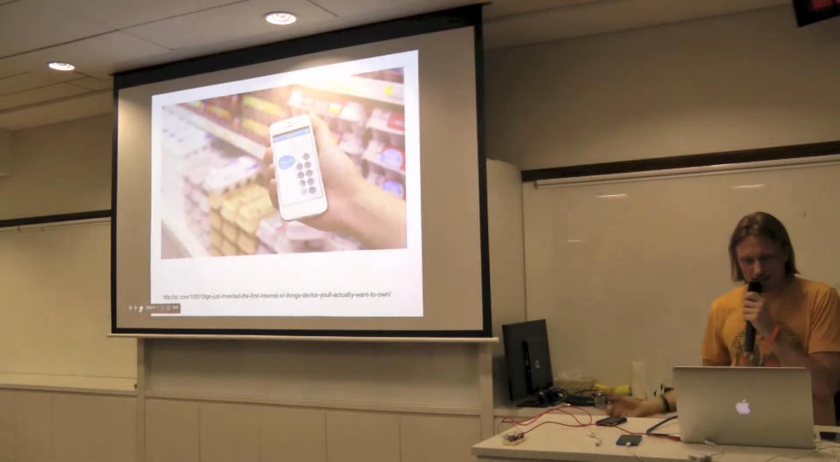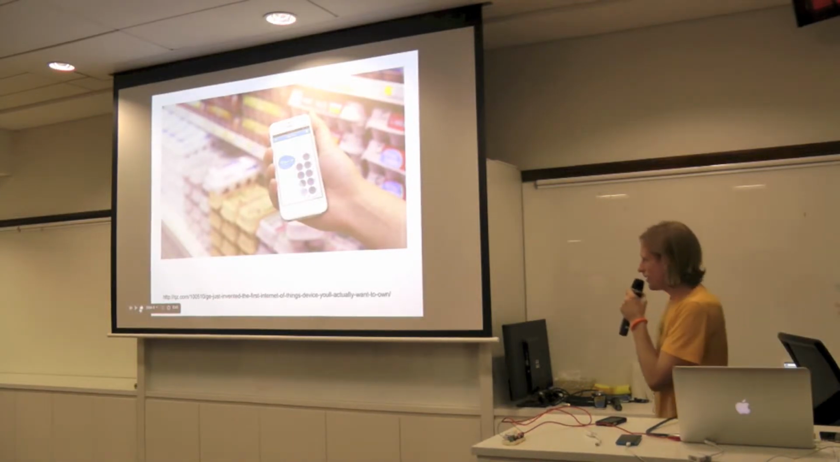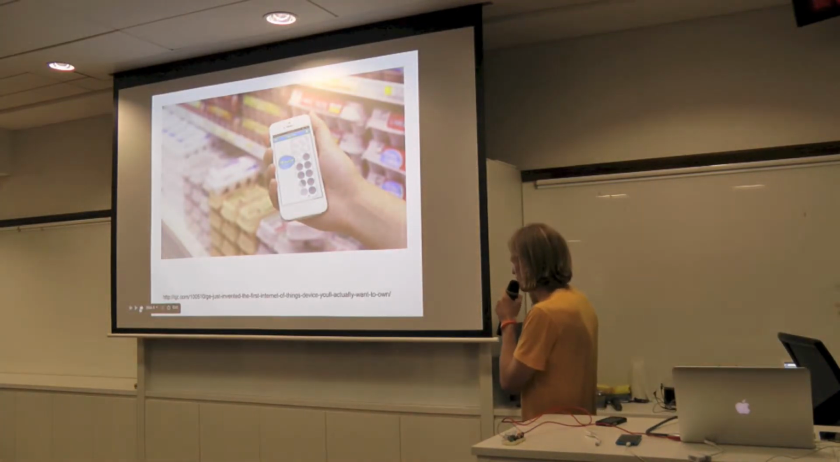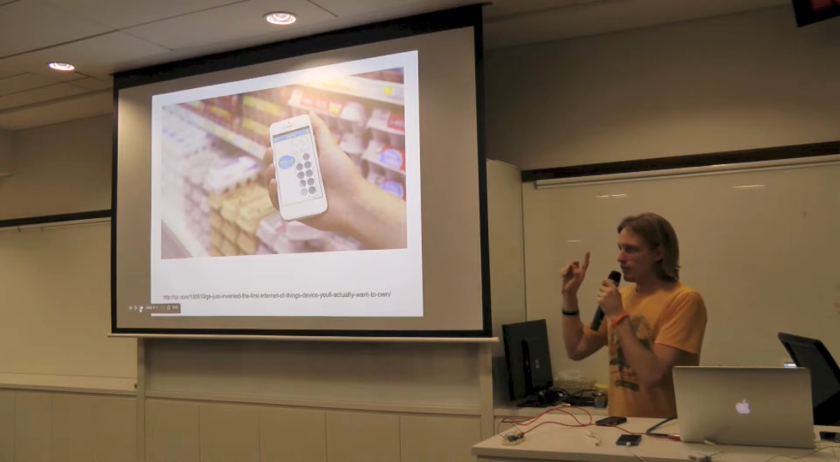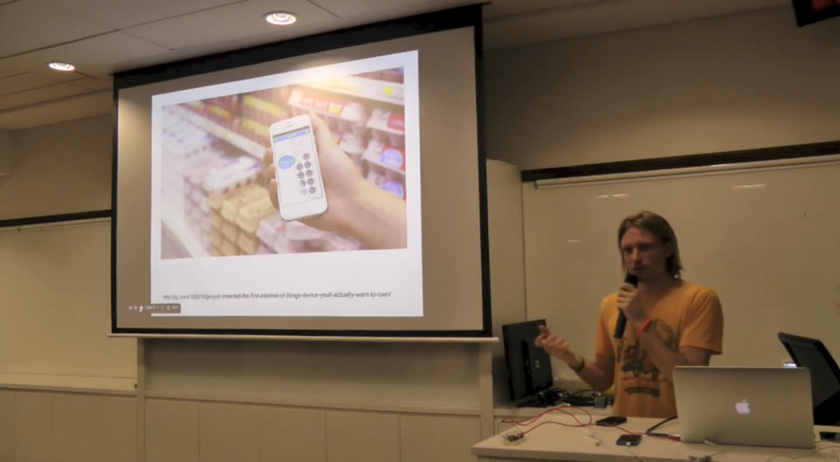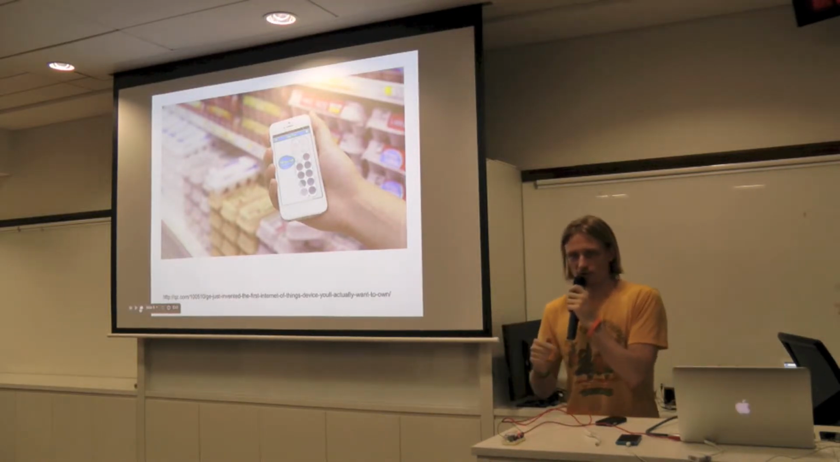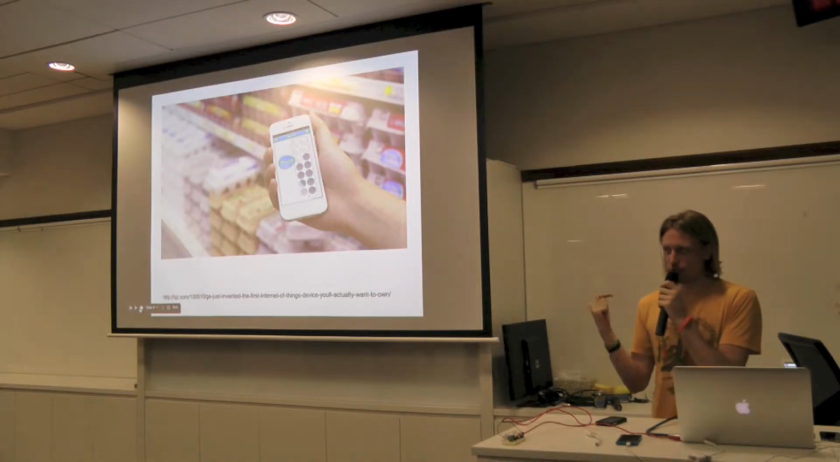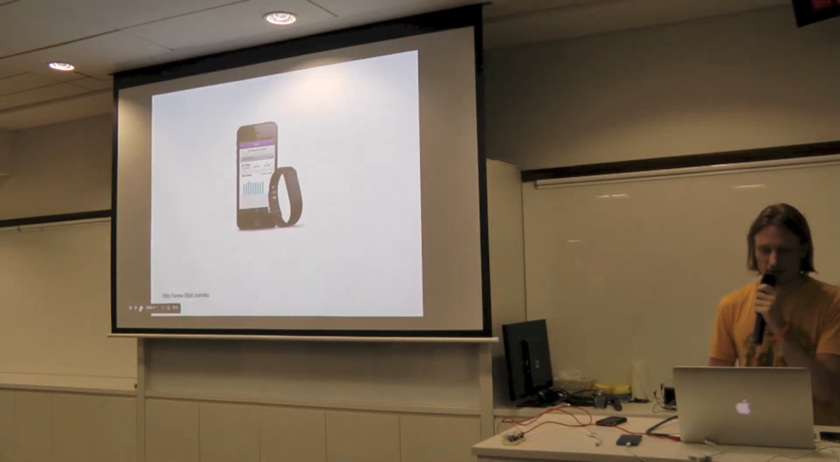So this is an egg tray that I read about online. It was like, it's the first thing you want to own or something, and I don't know if I agree with that, but it's kind of cool. You can be at the grocery store and pull up your phone and see how many eggs you have in the fridge. And they're going to release this for real, so you can buy one if you're keen.